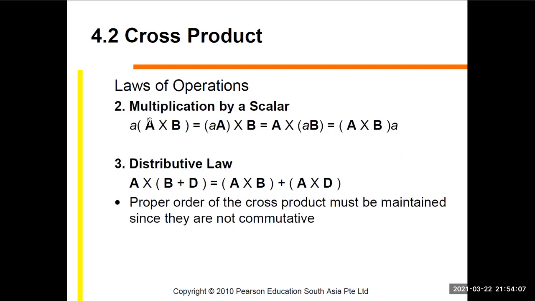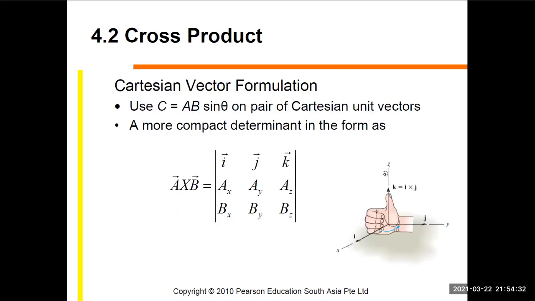Multiplication by a scalar, you can distribute the scalar. That's okay. So small a times A cross B equals small a times vector A cross B, and so on. Distributive law: A cross (B plus D) equals A cross B plus A cross D. We maintain the order in the distribution, because the commutative law is not valid.